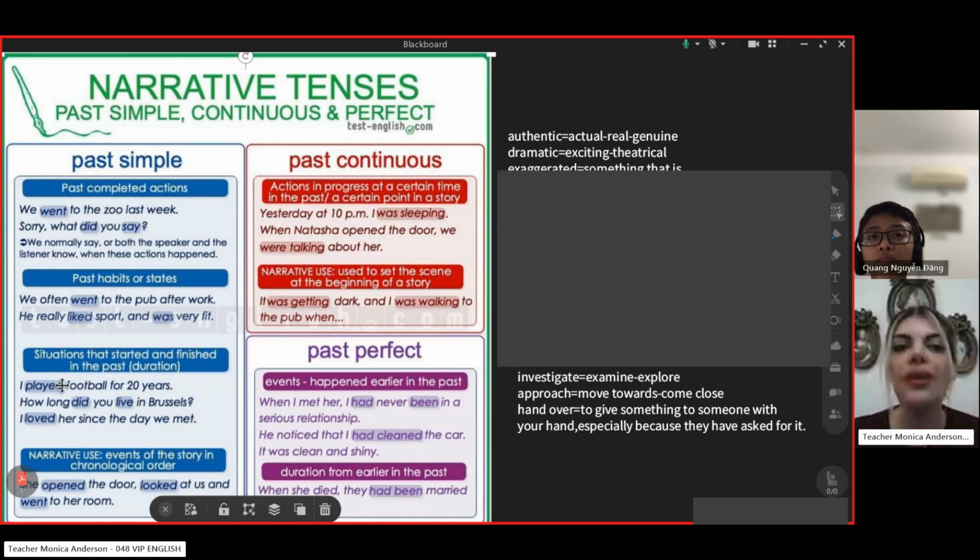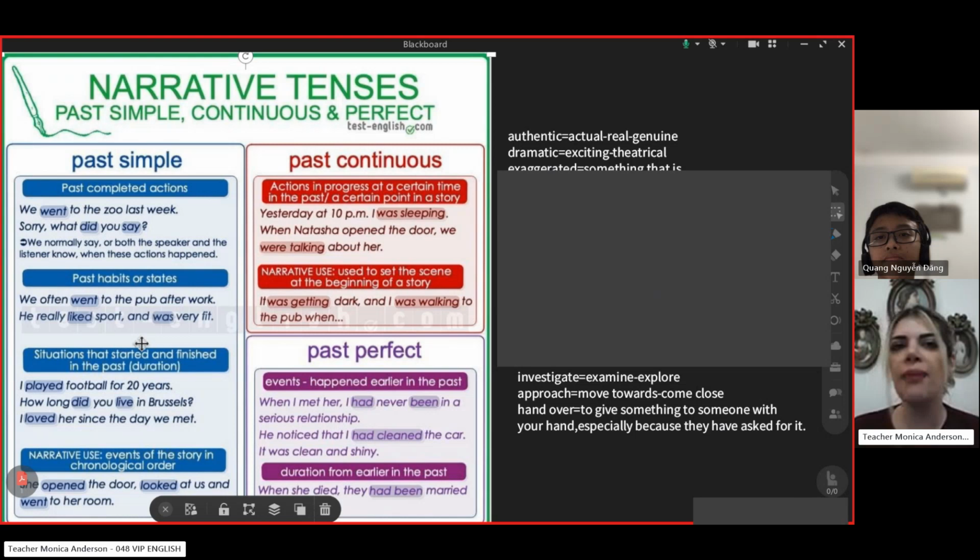And of course, you can use past simple to describe past habits or states. What does it mean? For example, we often played. It means our habits. You used to play, or played. We often played with my friends.